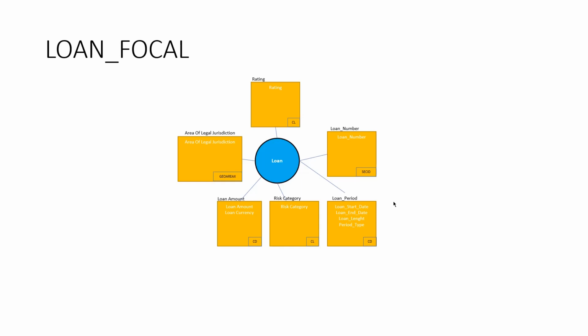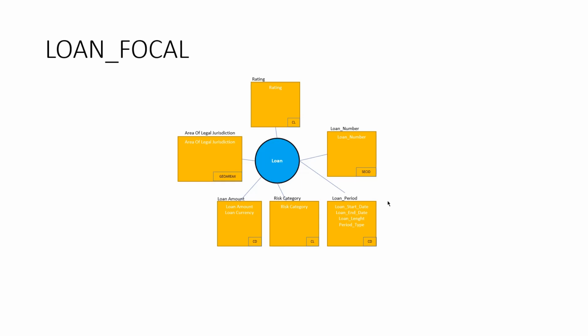Area of legal jurisdiction, which shows us under what geopolitical laws the loan is governed. Loan number, the business identification of a loan. Loan amount, how much the bank agreed to lend the customer. Risk category, in what risk category the loan has been assigned. Loan period, that shows the agreed length of the loan. And rating, what rating, if any, that the loan has.